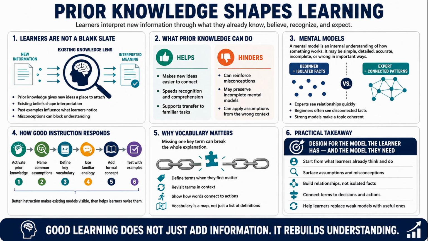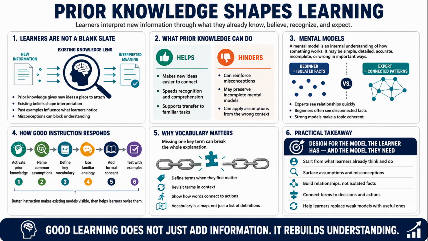Learners do not receive new information as a blank slate. They interpret it through what they already know, what they believe, the vocabulary they recognize, and the examples they have seen before. Prior knowledge can help because it gives new ideas a place to attach. It can also get in the way when a learner has a misconception, an incomplete model, or an assumption that works in one context but fails in another.